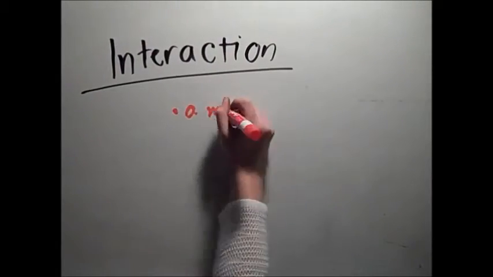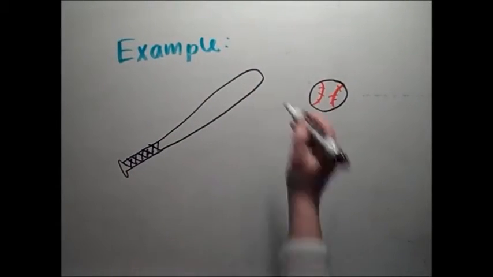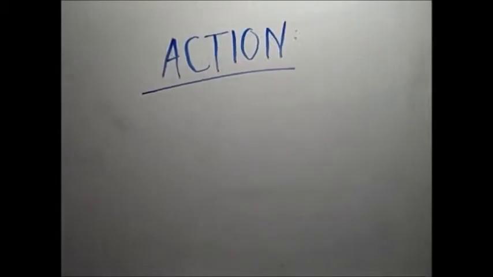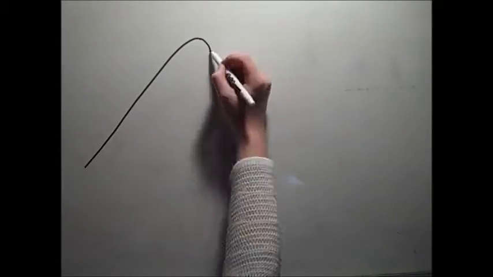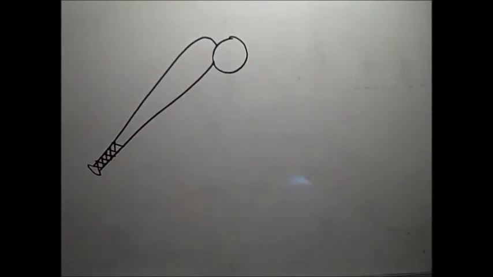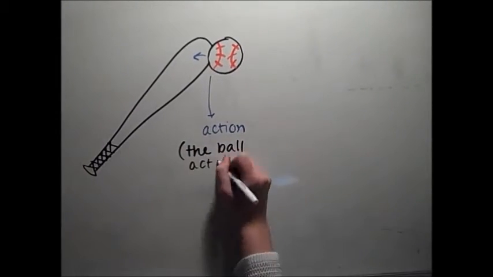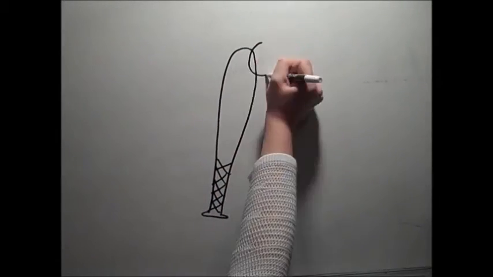Interaction is a mutual action or influence. For example, a baseball and bat interact when they hit each other. Action is the process of doing something. The force of the ball on the bat is an action. Reaction is an action in response to a situation or event. The force of the bat on the ball is the reaction.